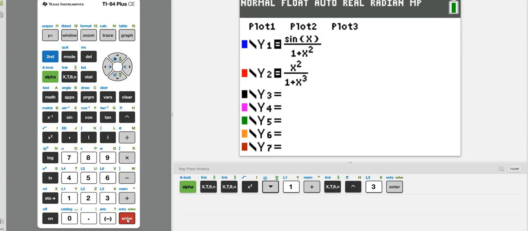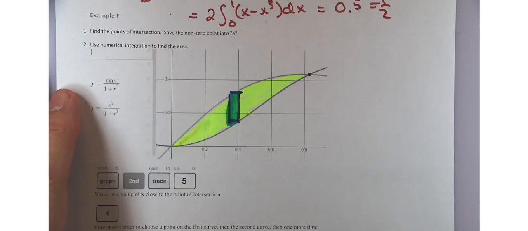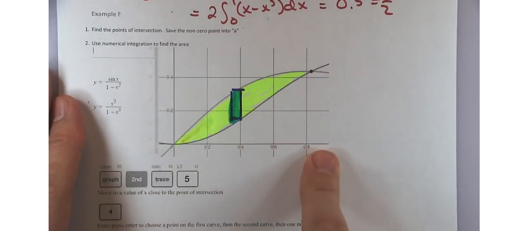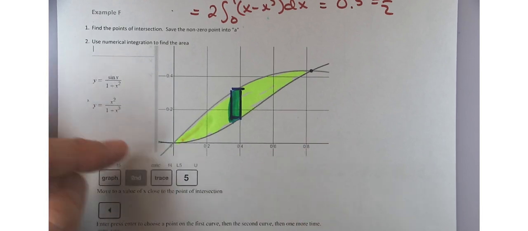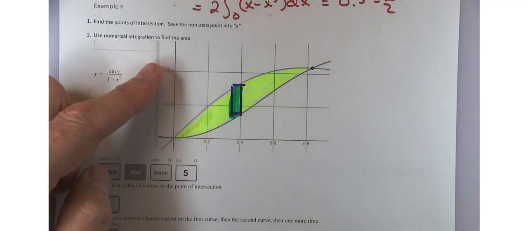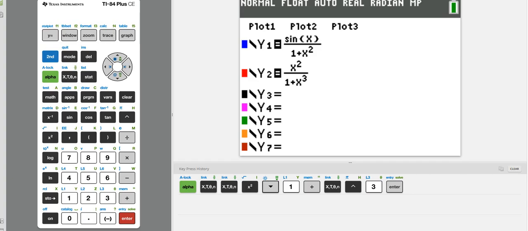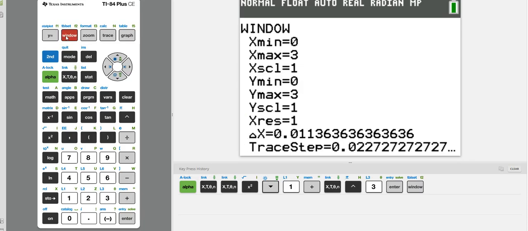Let's mimic what I see in terms of our graph here for our window settings. I want to go from 0 to 0.9 on the x-axis, and 0 to 0.5 on the y-axis. So for my window settings, let's go there next.